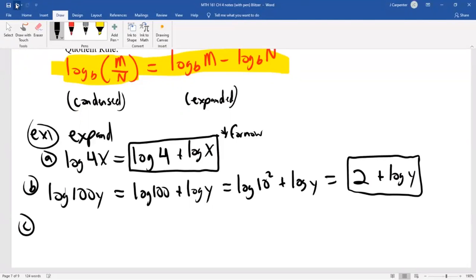All right, C, the natural log of e over, let's do z. That's a z in the bottom. Remember my z's, I put a line through the middle.